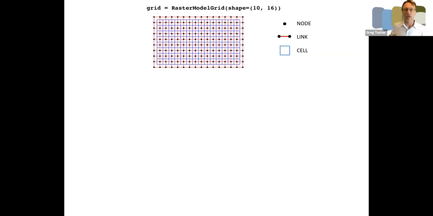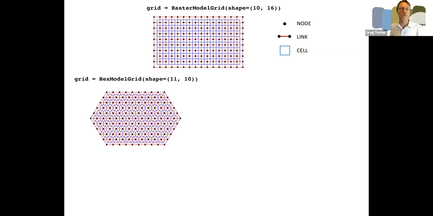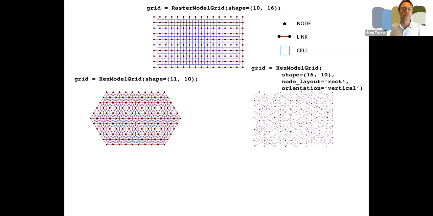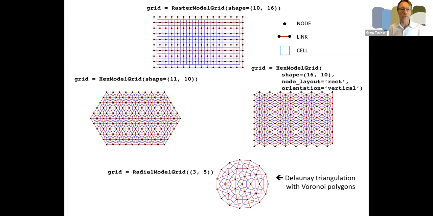Here's an example of a hexagonal grid. Hexagonal grids have a bit of a different arrangement, but you can see they too are made of nodes, links, and cells. Here's a variation on that same idea, but with a rectangular node layout. And here's an example of a radial model grid, where there's some irregularity in the grid structure. So that's the idea, that you can create a grid of desired size in just one line of code.